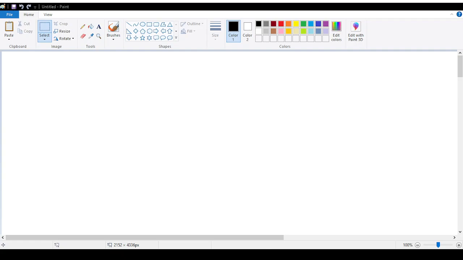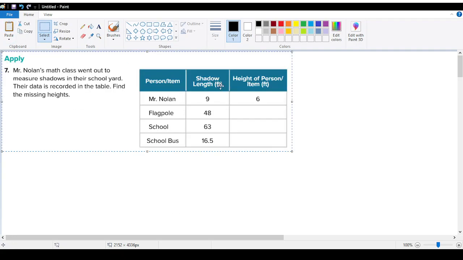Look, Shamsa, this is question number 13. Can you read the question please? Let me just record it for you. Okay, good, yalla, read the question. Mr. Nolan's math class went out to measure shadows in their schoolyard. Their data is recorded in the table. Find the missing heights. Okay, now look, the 9 became 6.